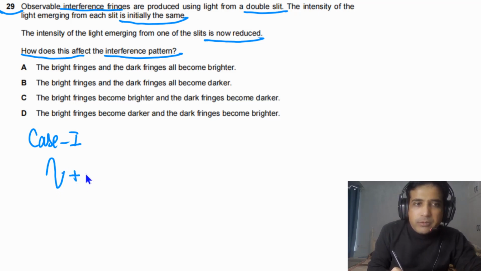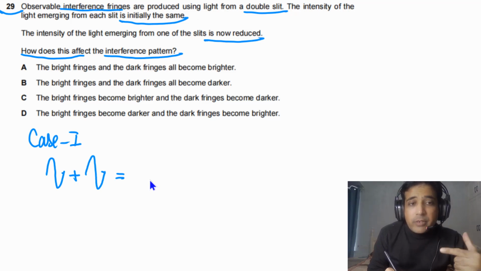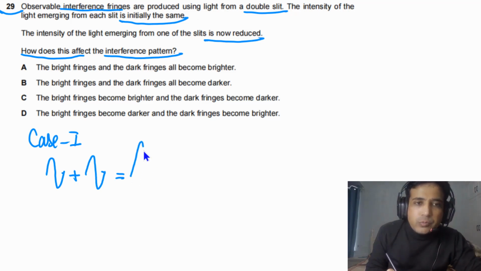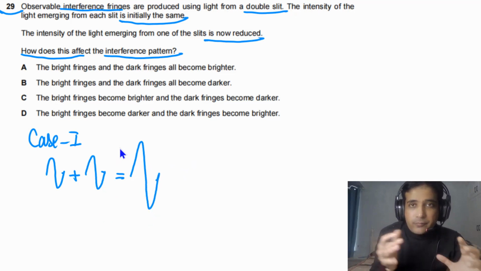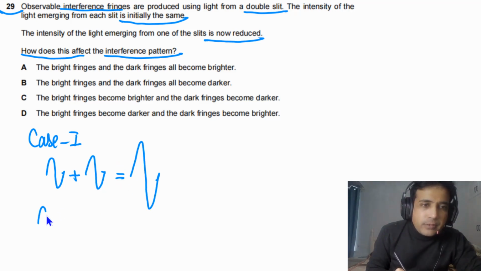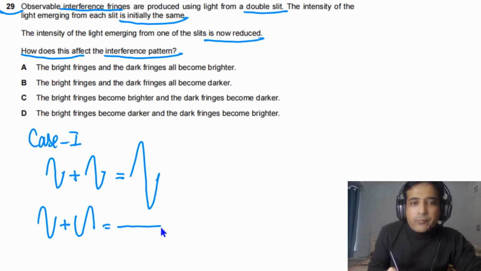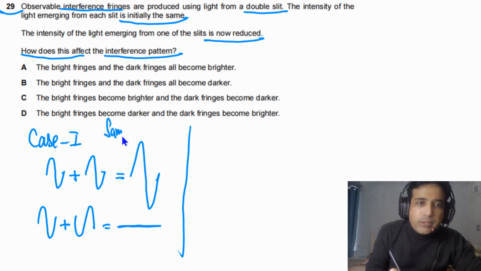Simply imagine these are the waves coming from those two slits. They have the same amplitude. When these two waves meet and interfere constructively, we will get a super crest, meaning a bright maximum. And when they interfere destructively, meaning their phase difference is 180 degrees, we will see the dark fringe, meaning no light. So this is case 1, when the intensity is the same from the two slits.